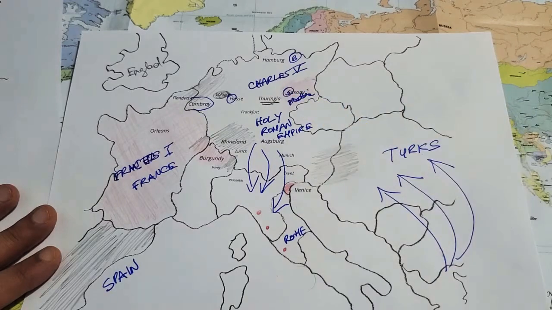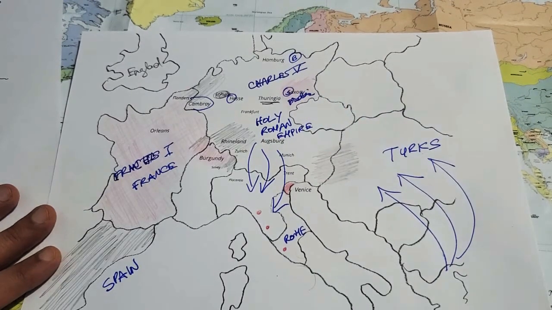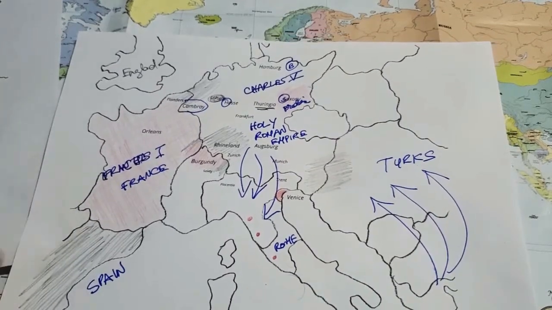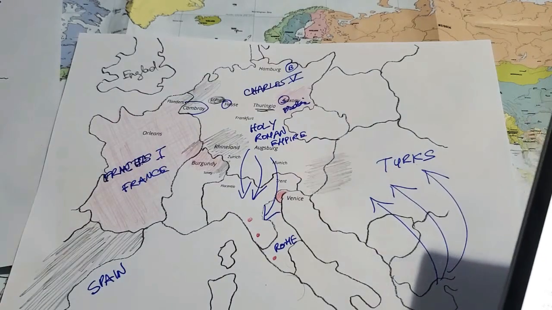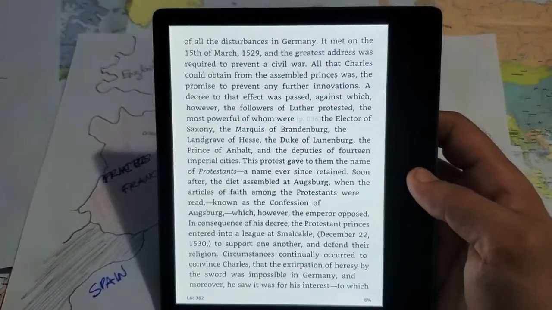It's right in the middle of Germany, but this is where they agree all the Protestant princes will defend each other. And so there's no way the Holy Roman Empire is going to get rid of this heresy just because he wants more power and ambition.